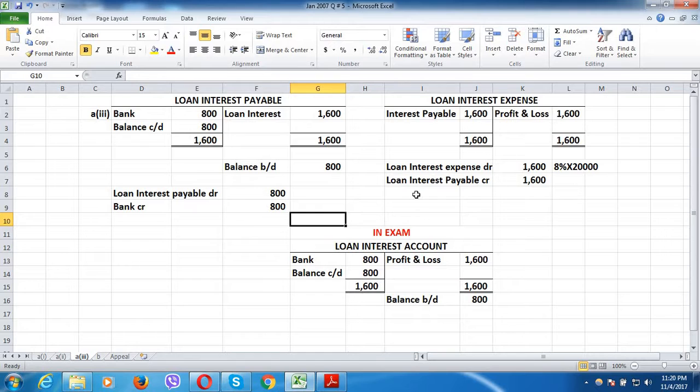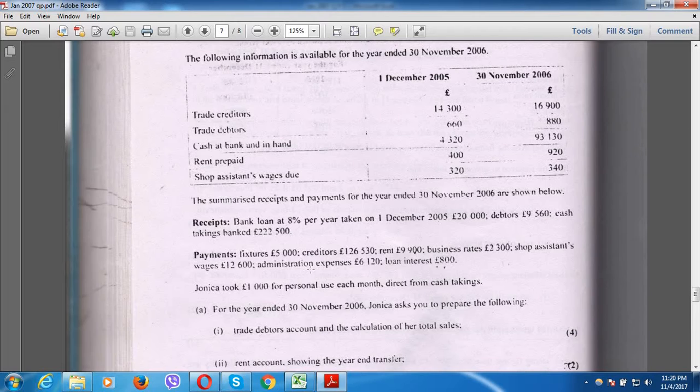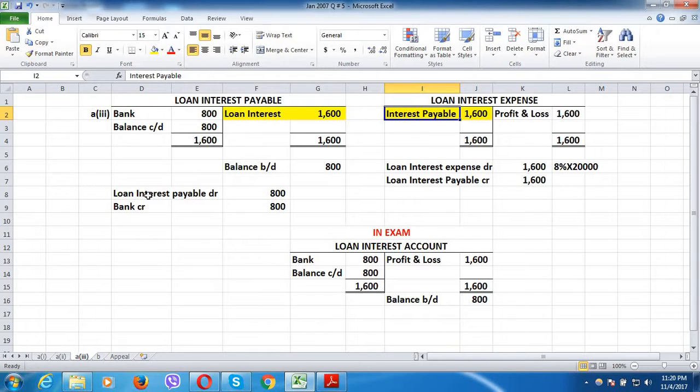As we know the loan amount and the interest percentage, we can calculate how much will be charged during this year. 8% into 20,000 pounds will be 1,600. So the charge will be loan interest expense debit 1,600, loan interest payable credit 1,600. And it was told in the question that loan interest had been paid, 800 pounds. For this transaction the journal will be bank credit 800, loan interest payable debit 800. So in the loan interest payable account it will be shown on the debit side, 800. The opposite account heading will be bank.